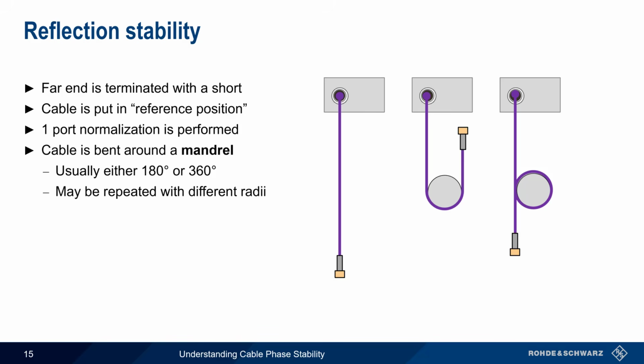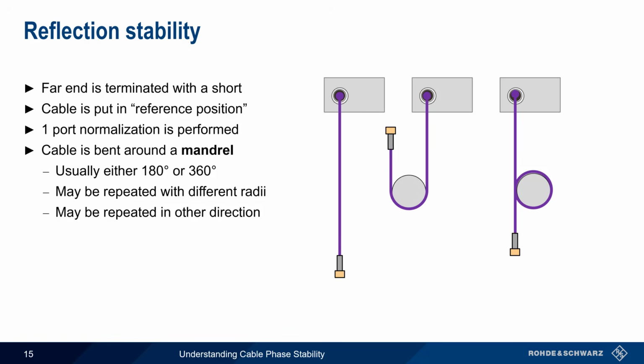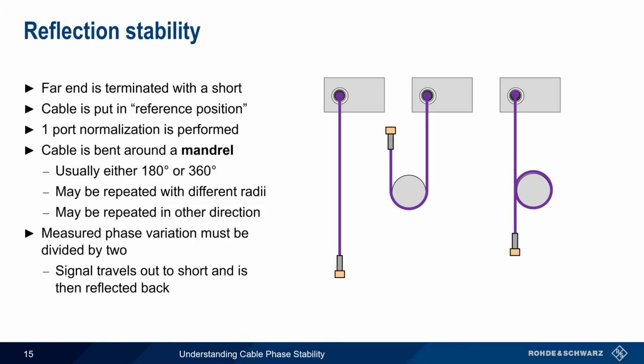Mandrels with different radii can be used, and in many cases the measurement is repeated with the cable bent in the other direction. Note that when using this methodology, the measured phase variation must be divided by 2 in order to account for the fact that the signal travels out to the short at the end of the cable and then is reflected back to the source.